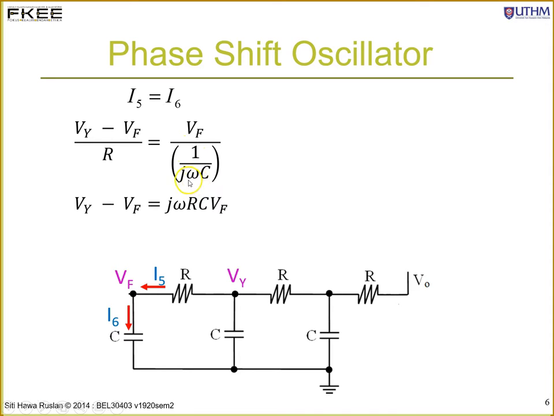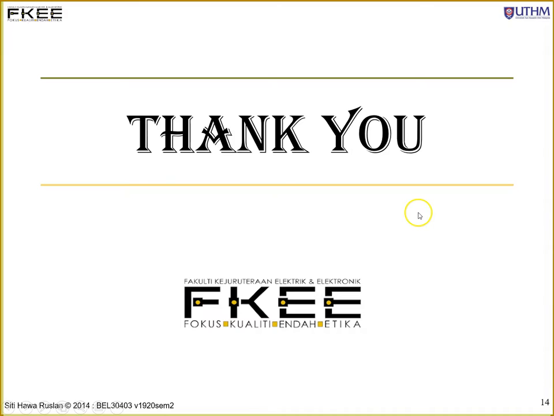Simplify the equation, bring over j omega C on top of the equation, cross multiply with the R. So you have Vy minus Vf equals j omega RC Vf. Simplified, you have Vy equals 1 plus j omega RC Vf. And with that, we finish with the phase shift oscillator.